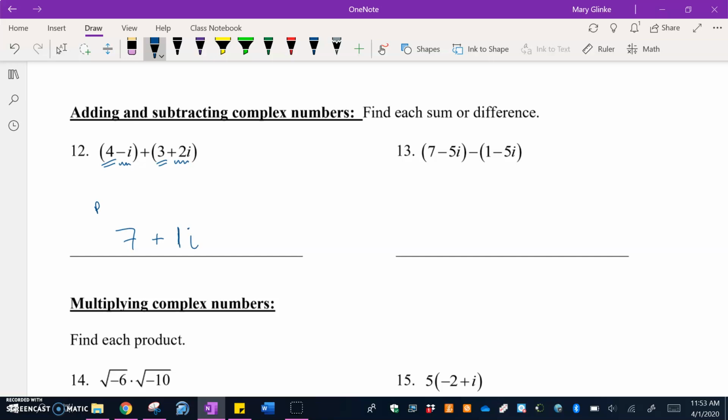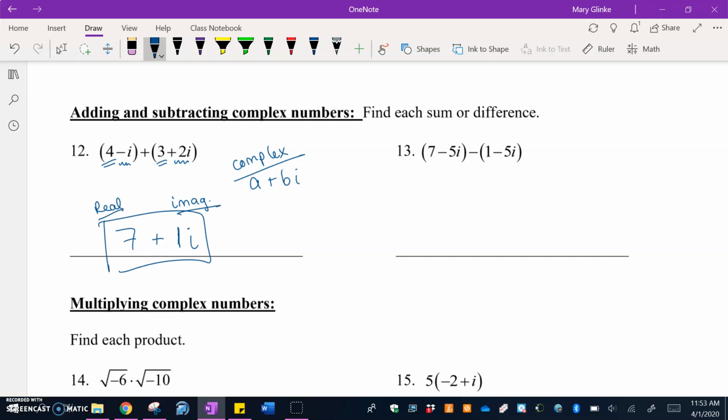We always write the real parts and then the imaginary. So this is like a plus bi form. This is for your complex numbers. So you combine the real parts, the imaginary parts, and then you write it in a plus bi form.